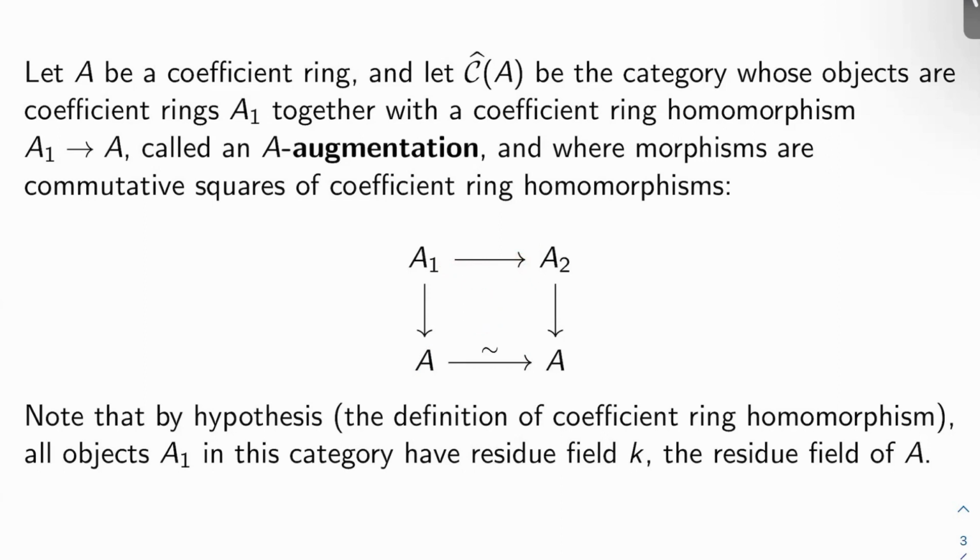Okay. So by hypothesis, more precisely, the definition of a coefficient ring homomorphism, all objects A1 in C hat of A have residue field K, the residue field of A. So everything in this category has the same residue field K.